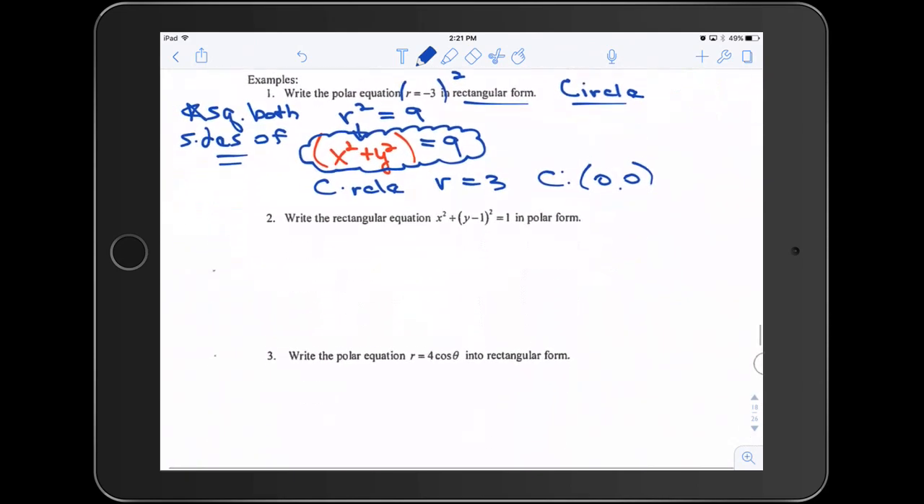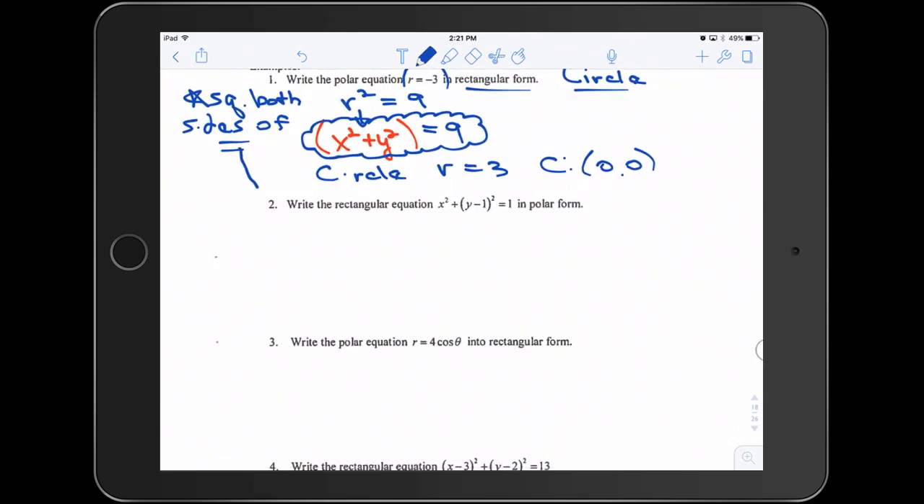But sometimes it's a little bit more complicated, like this one here. It says write the rectangular equation x squared plus the quantity y minus 1 squared equals 1, and we want to write this in polar form. Now we're switching it over to polar. The trick with these is that you're going to need to use those top equations somewhere in there. It almost reminds me a lot of trig identities in that respect.